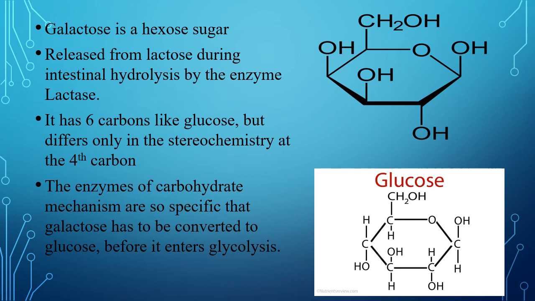The reason galactose has to be converted to glucose to release energy is that the enzymes involved in carbohydrate metabolism are very specific, so they cannot act on galactose. The galactose has to be converted to glucose before it enters glycolysis to release the energy. So we have to know how this galactose is metabolized and what the enzymes involved in this metabolism are.